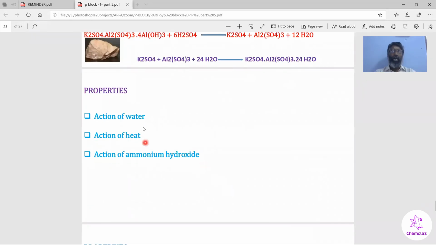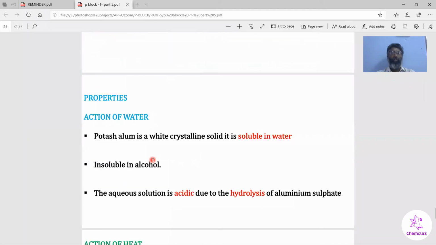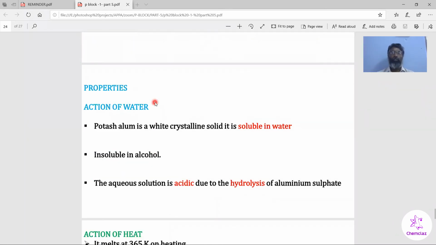Then chemical properties: action of water, action of heat, action of ammonium hydroxide. First, action of water. Potash alum is a white crystalline solid. It is soluble in water, but insoluble in alcohol. Here the aqueous solution is acidic in nature, like aluminum chloride. Like that, the aqueous solution of potash alum is also acidic in nature due to hydrolysis of aluminum sulfate. So aluminum sulfate undergoes hydrolysis, and due to hydrolysis the solution becomes acidic in nature.